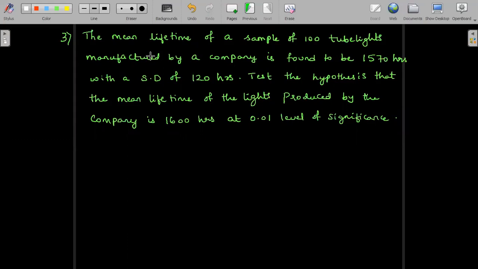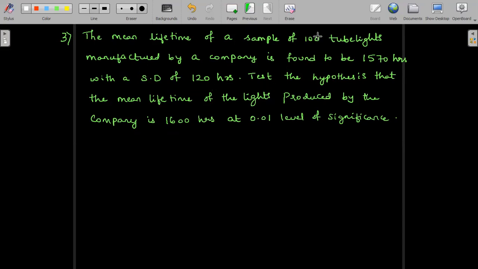It is given that the mean lifetime of a sample of 100 tube lights manufactured by a company is found to be 1570 hours with a standard deviation of 120 hours. So we are collecting a sample of 100 tube lights manufactured by a company. So n is equal to 100. For that sample, the mean lifetime is 1570 hours. And the standard deviation S is equal to 120.